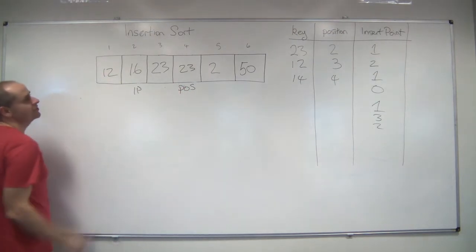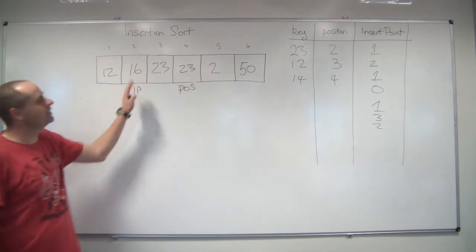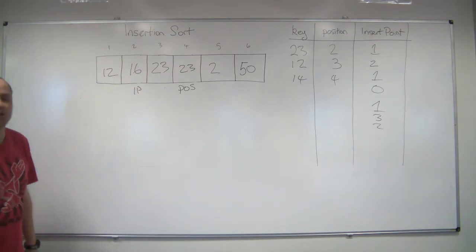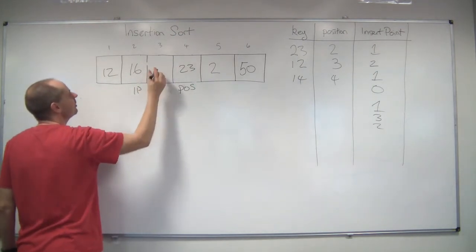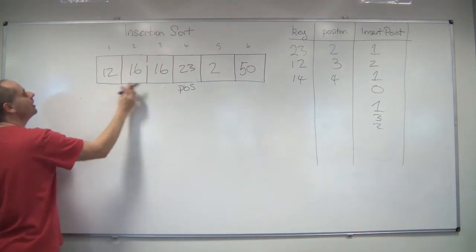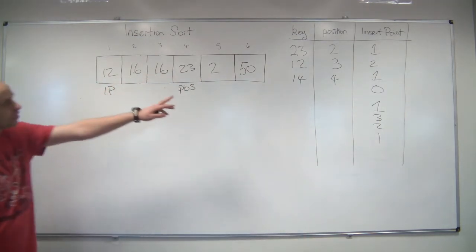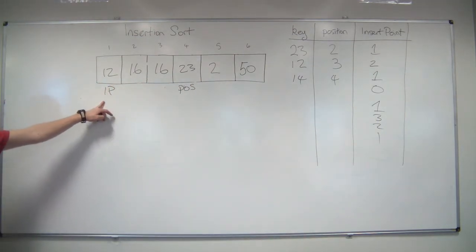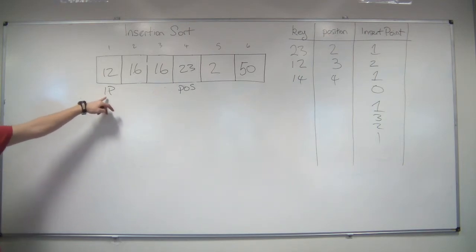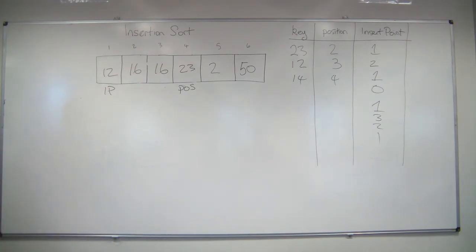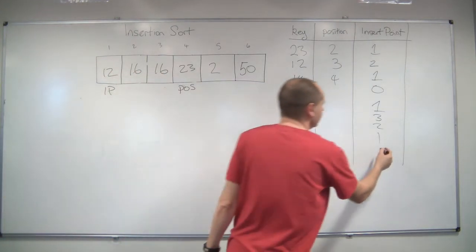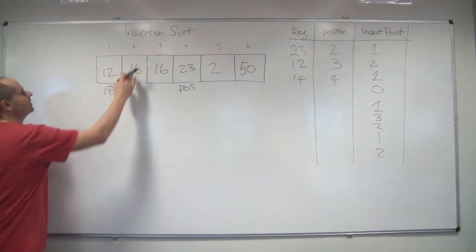Okay? 23 and 6, not 23, 14 and 16, are they in the right order? No. Shuffle the 16 across. Put the insert point back at 1, and go back with the insert position. So look at our key again. Is it in the right order with 12? Yeah, 14 and 12, yeah, it is. Alright, it is. So we've found the insert position. So what we do is we add 1 to the insert position, and that's where we write the key.